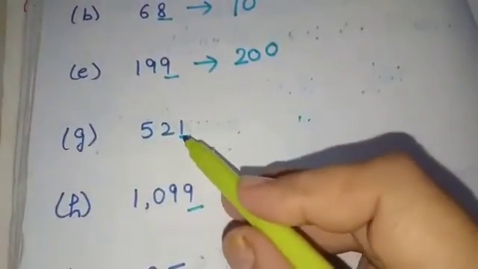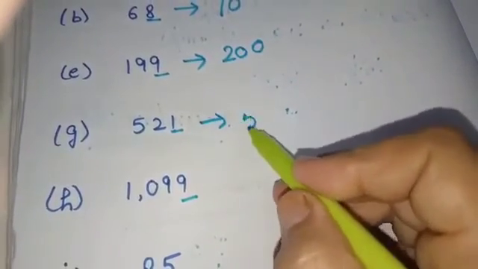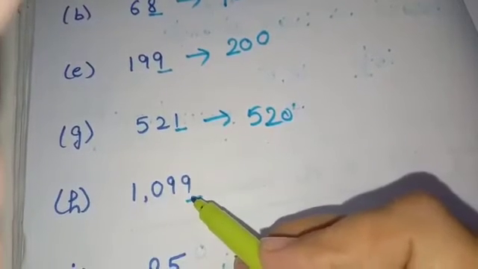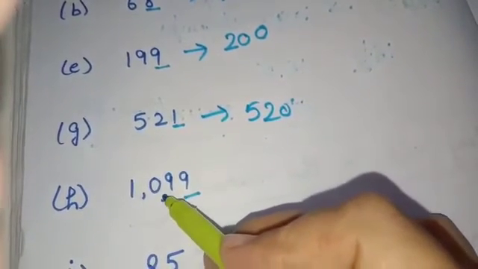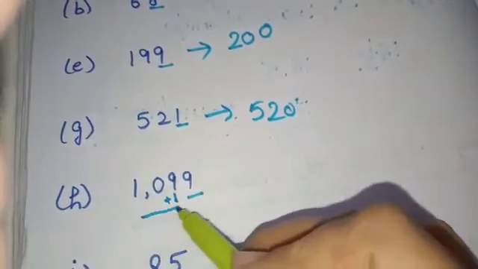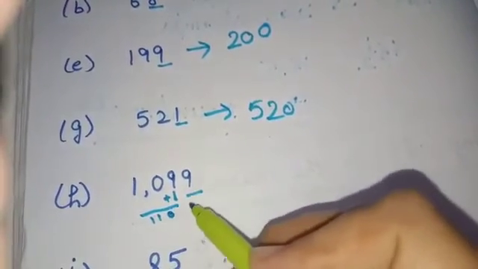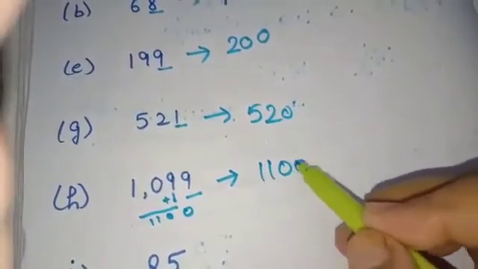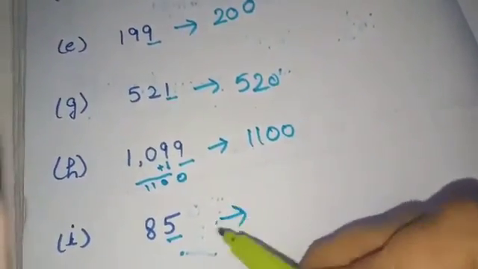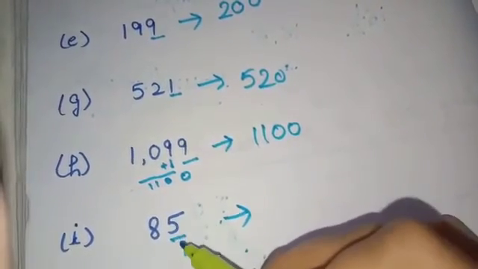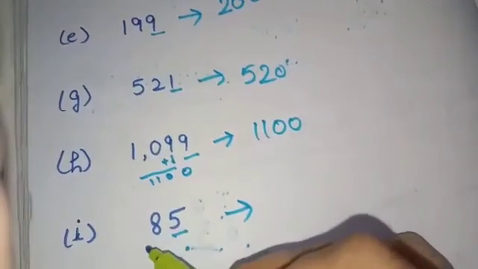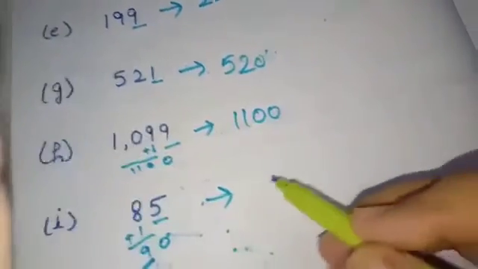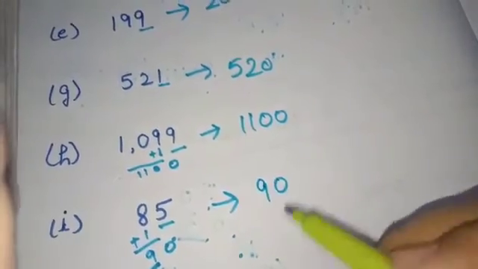Here also the ones place digit is 1, so 520. Here is 9, greater than 5, so we will add 1 here, that will be 110 and 0 in place of the ones digit. So the answer will be 1100. Okay. 85, here the ones place digit is 5. In case of 5 also, we just add 1 here to get the number 9 and then put a 0 in place of the ones digit.